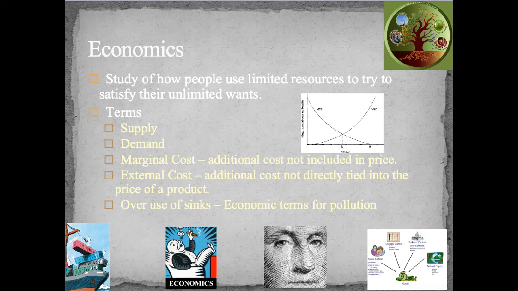In environmental science, there are three main areas to always consider when thinking about the environment. One is the environment, two is the economics, and then three, what do you think it is? It's the social side of humans.